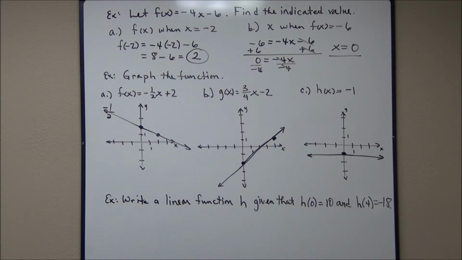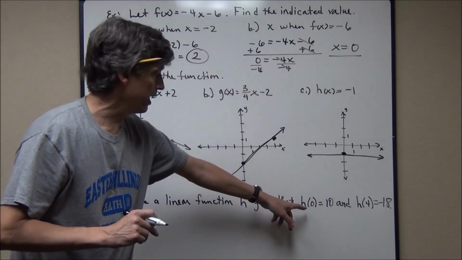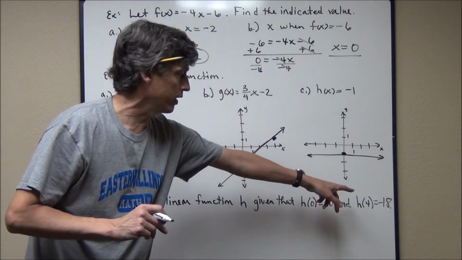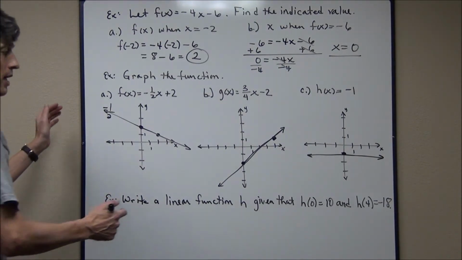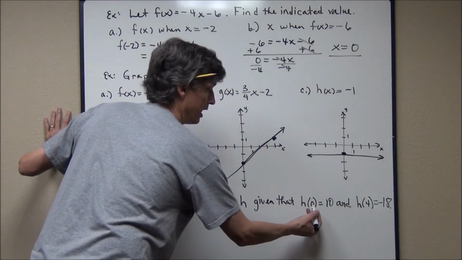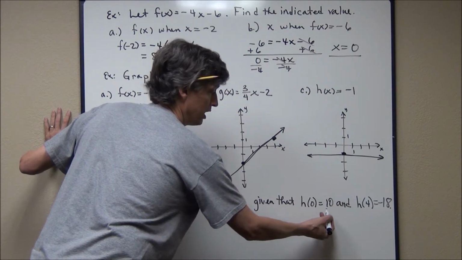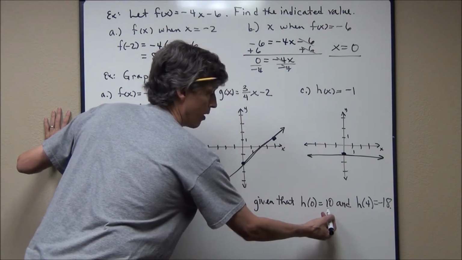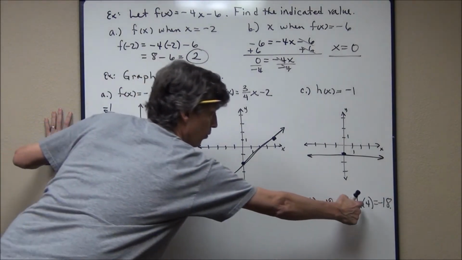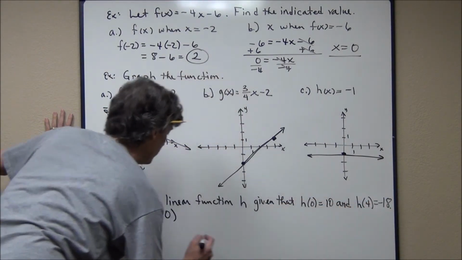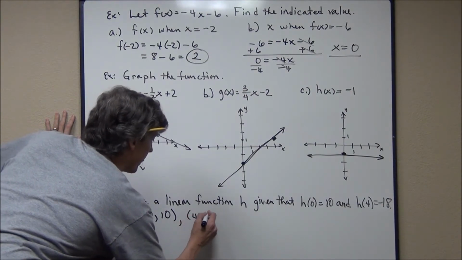Now the last example brings into the idea of what we were doing before when we were writing equations and function notation at the same time. It says write a linear equation h given that h of 0 equals 10 and h of 4 equals negative 18. We've never had the information presented quite that way because of the function notation, but h of 0 means x is 0 and that's my y value. My y value is 10, so I have the ordered pair 0, 10. And I have the ordered pair, see the x here and the y here, it would be 4, negative 18.